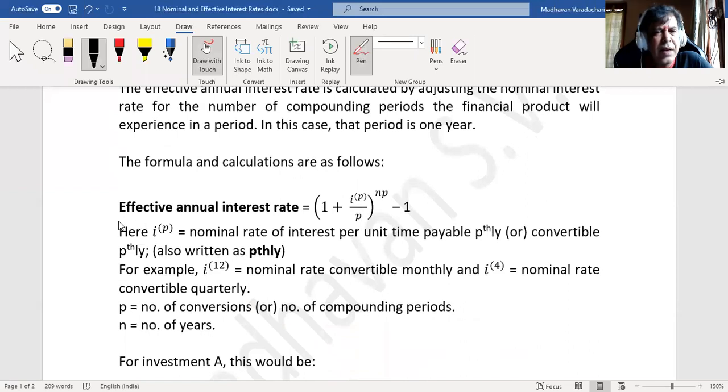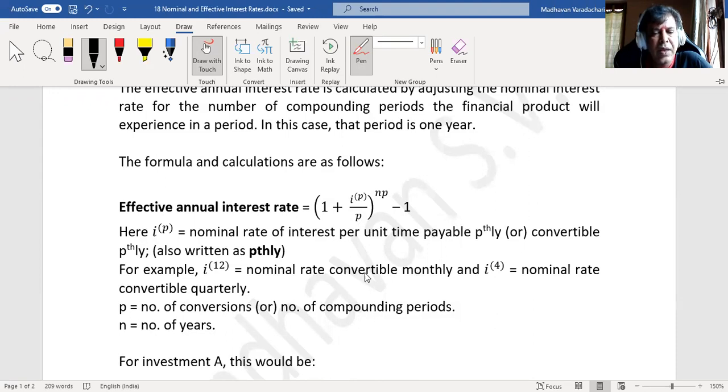Here, we already did one effective annual interest rate problem when we were doing compound interest problems. I think somewhere at the end of the playlist, you may notice one problem which we did on effective interest rate. The only difference is the notations being used. Here the notations are much more elaborate now. Otherwise, more or less, the formula is the same as what we studied earlier in compound interest.